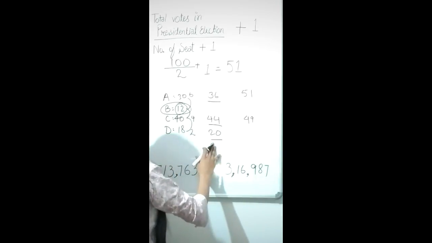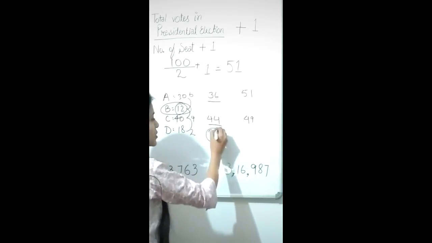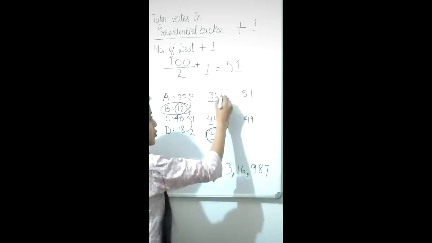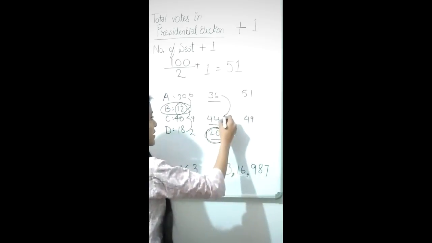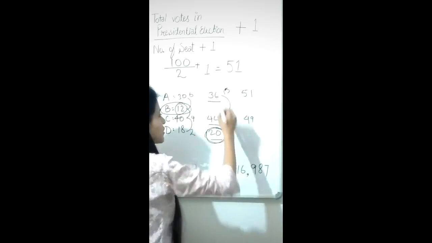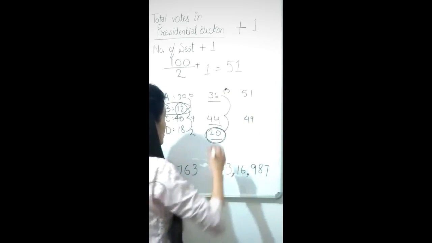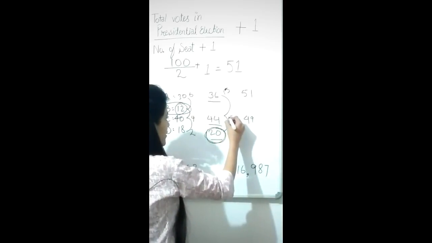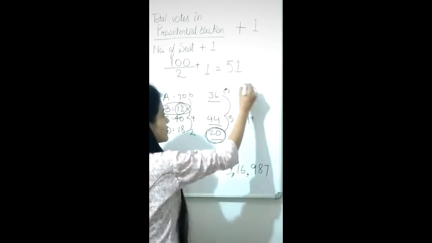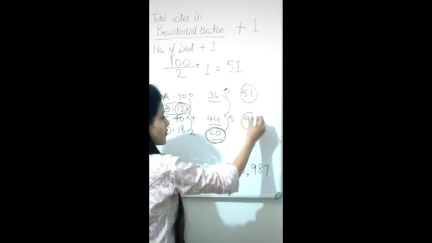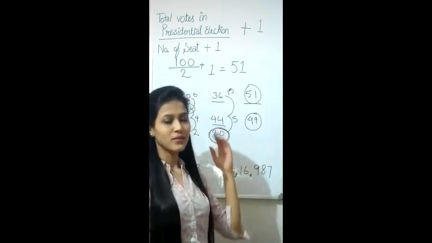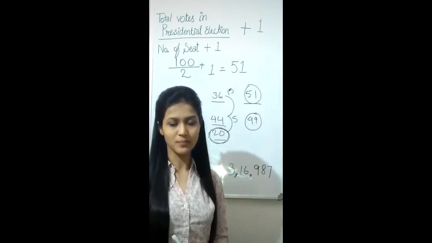Now again similarly D gets the least number of votes. Votes of D will be transferred to the other candidates by third preference. So here 15 votes will be transferred to A by their third preference and 5 votes transferred to C. So A gets 51 votes and C gets 49 votes, which means A is the winner. So A will be the next president of India.